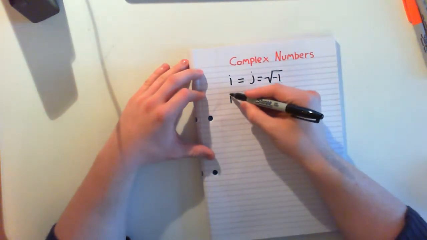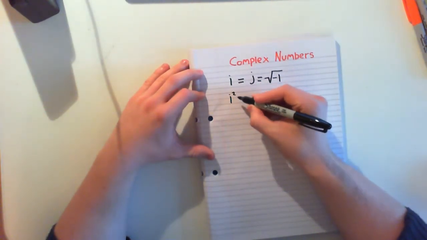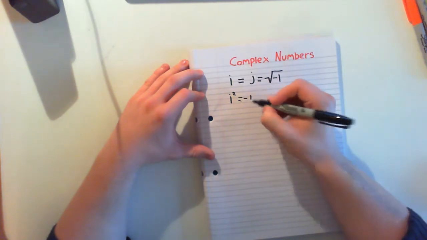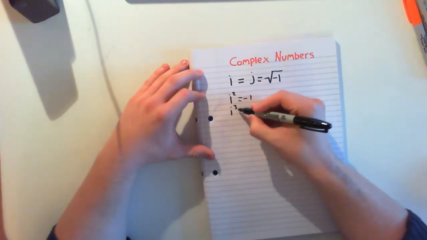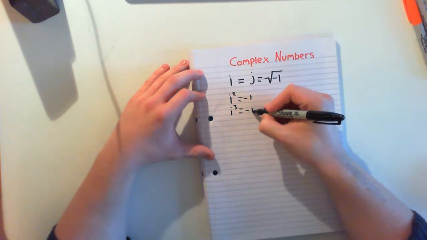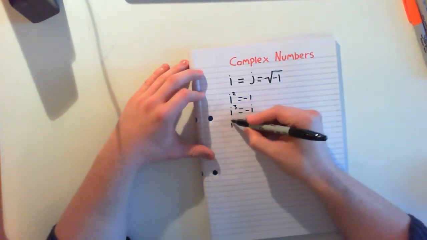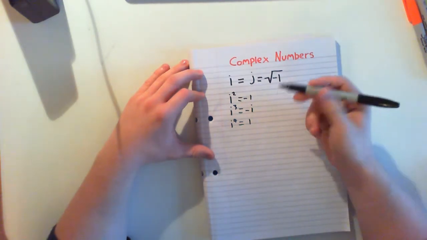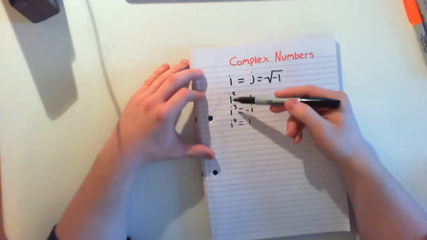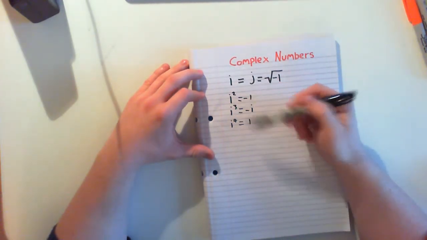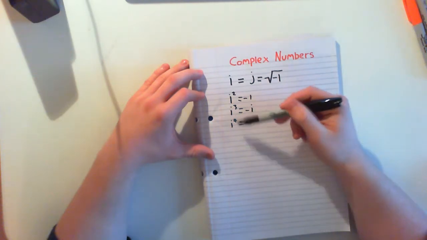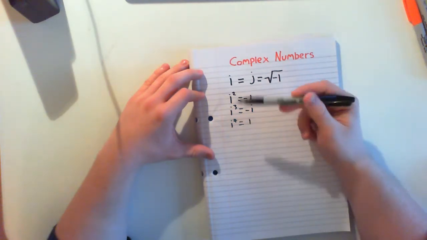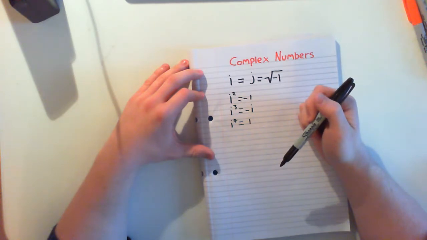As i is equal to the root of -1, i squared equals -1, i cubed is minus i, and finally i to the 4 is 1. So we can go through a sequence, increasing the power by 1 each time, and from 4, if we increase it by 1 again, we return back to i.